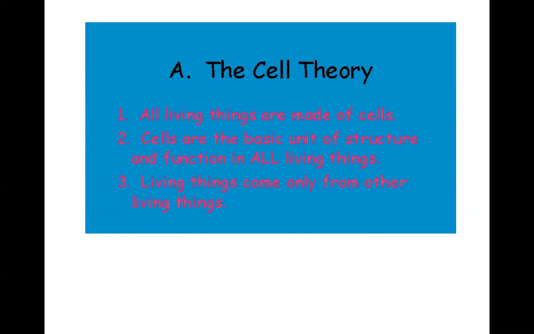And the other point of the cell theory is that new cells arise only from pre-existing ones, and that is going to be by cellular division. So all organisms are made up of cells. The cell is the basic unit of structure and function in all living things, and living things only come from other living things. These are the concepts that were established for the cell theory.